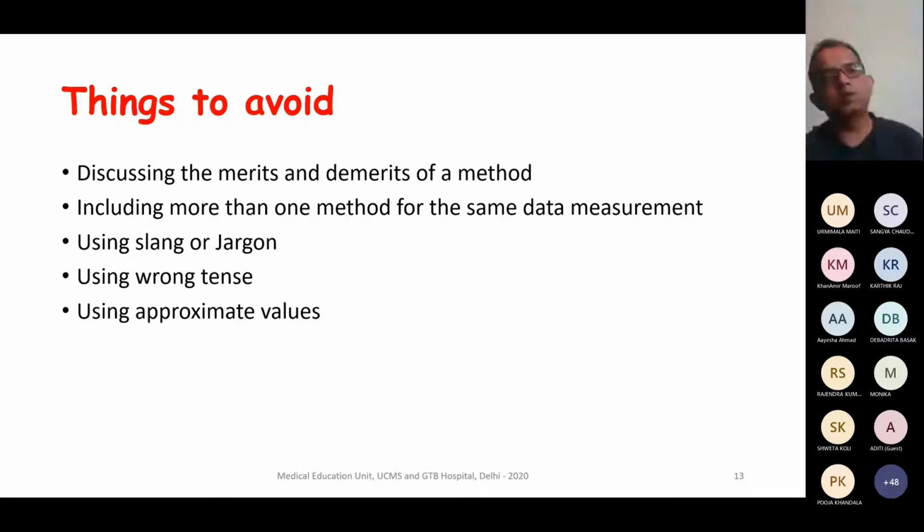You should also avoid using slang or jargon. It applies to the entire protocol and thesis actually. And the most important thing is using the wrong tense. What happens is that sometimes a method which you are using has already been done by your senior in his thesis, and you just copy his methodology section from his thesis. So remember that in a thesis, it will be written in past tense, that this experiment was done, or this measurement was done, or this method was followed.